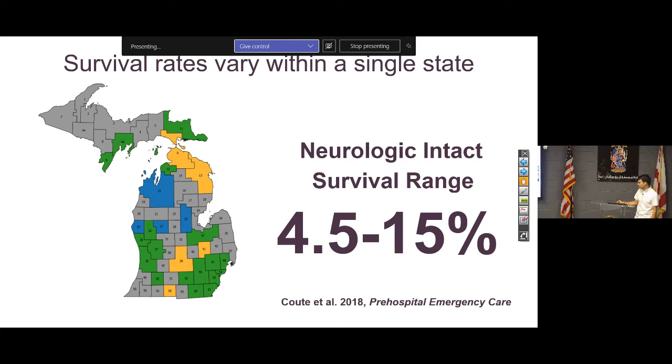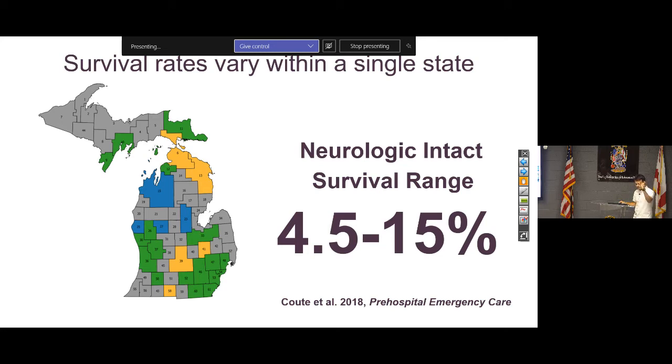A paper that I published when I was in Michigan doing some research back in 2018 just looked at survival variation by county. It was in Medical Control Authority, which is how the EMS system was broken up. But you can think of it as sort of county-based. And when you control for population density, depending on where you are in the mitten, your survival, this is neurologically intact survival, there's quite a bit of variation.